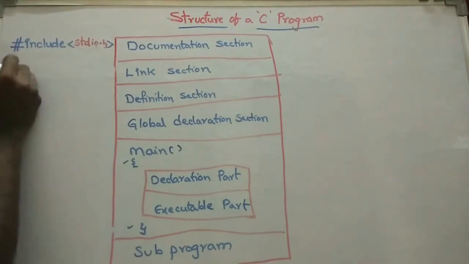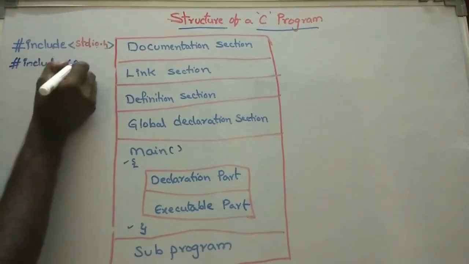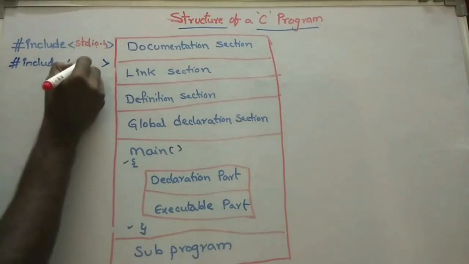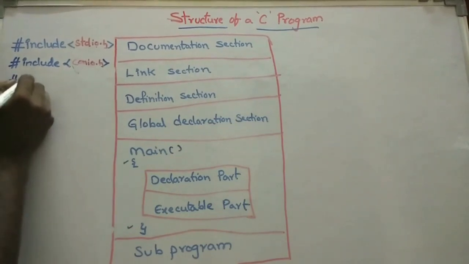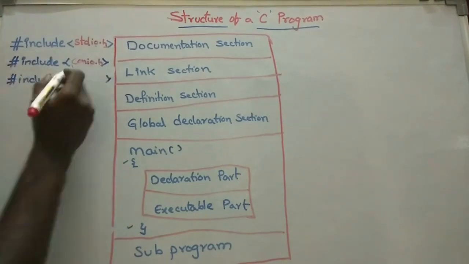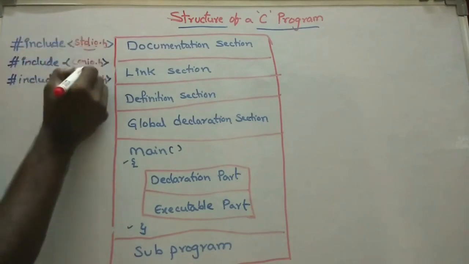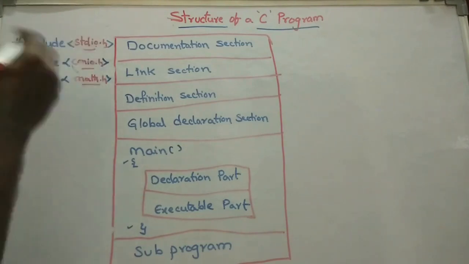In the same way, suppose hash include conio.h means I include one more header file. Conio.h means console input and output header file. Same way I can include one more header file if it is also necessary for my program. For example, math.h. These are all different header files, and these header files consist of different functions.